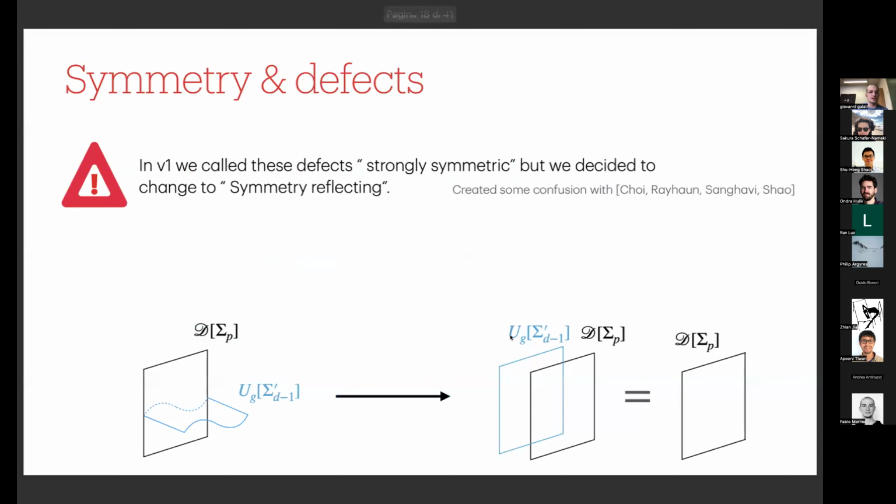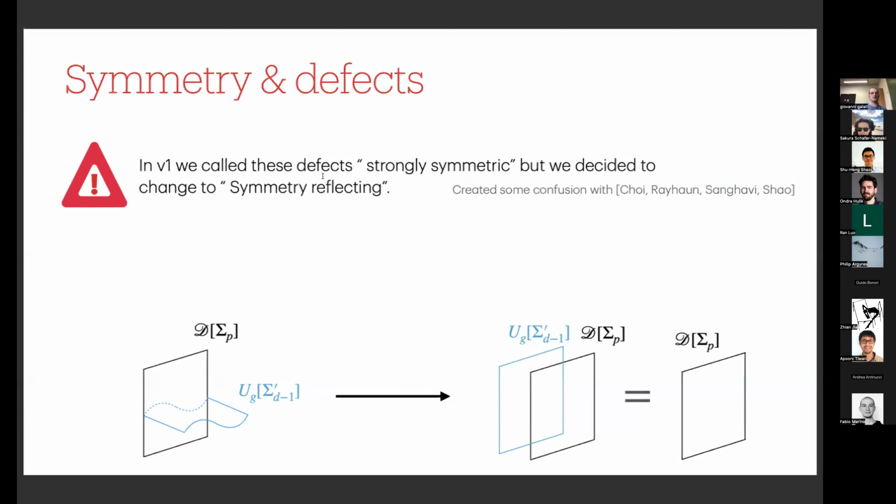Okay. This is just an advertisement of the fact that in the first version of our paper, we called these defects strongly symmetric, but then we realized that there was some confusion with the notion of a strongly symmetric boundary condition that appeared in this paper some years ago, and therefore we decided to change the name in order to avoid confusion. And in the next version of the paper, we will call these defects symmetry reflecting.